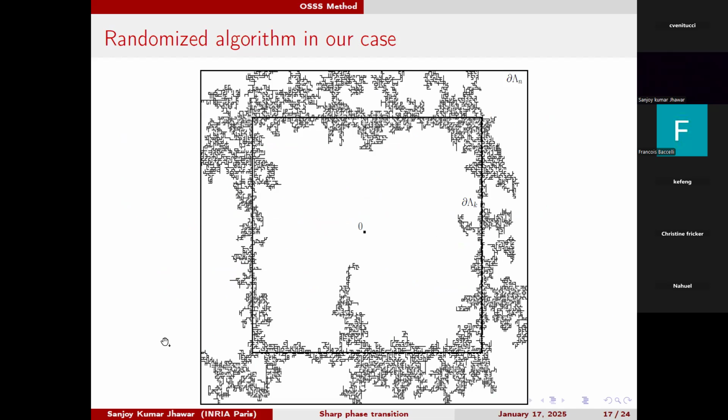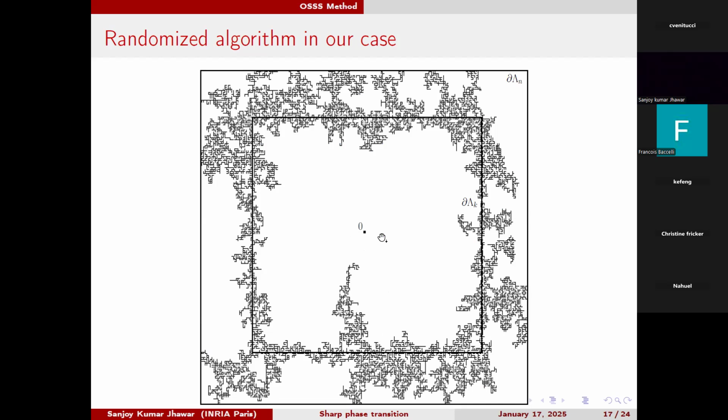That is, you have a larger box lambda n, and you have a smaller box lambda k, and you want to explore the connected component of this boundary of lambda k. If there exists a path from origin to the boundary of lambda k, then it falls into the connected component. If there exists no path, then the origin is not part of the connected component.